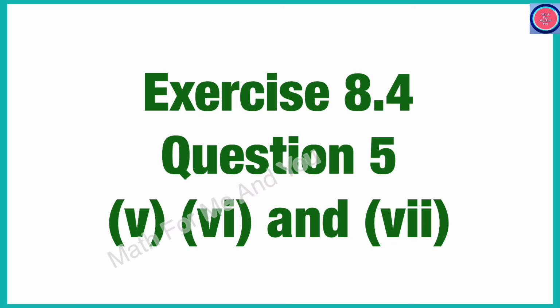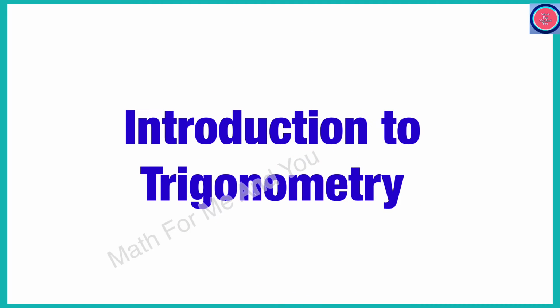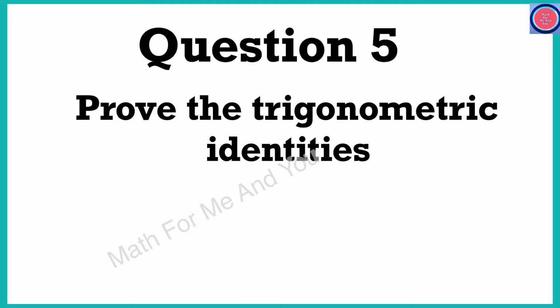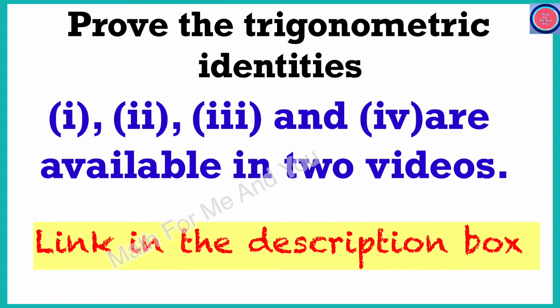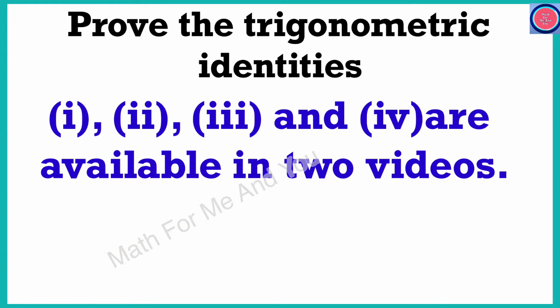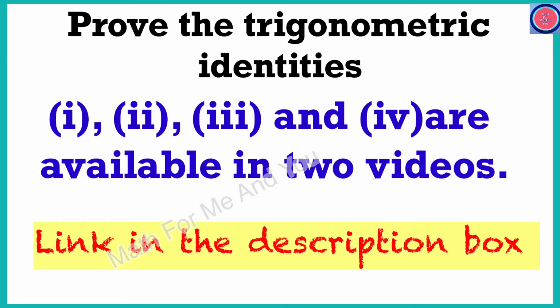In this video we are discussing exercise 8.4 question 5 part 5, 6 and 7 from the chapter Introduction to Trigonometry. Question 5 is prove the trigonometric identities. We have already finished parts 1, 2, 3 and 4 in 2 different videos. I shall give you the link in the description box.